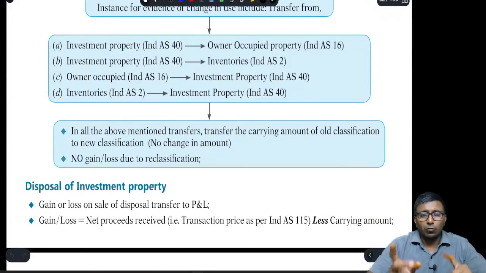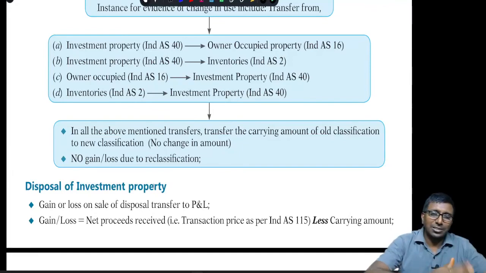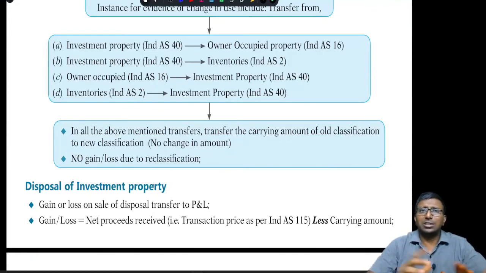When you sell it off, whatever the gain or loss, that will always be transferred to profit and loss. Nothing will go to capital reserve or revaluation reserve, no other reserve. It has to hit profit and loss. And how do you calculate gain or loss? Normal: sale proceeds as per Ind AS 115, that is the transaction price as per 115, minus the carrying amount.